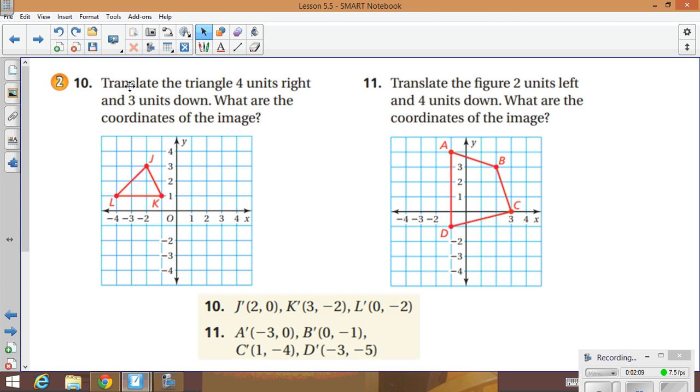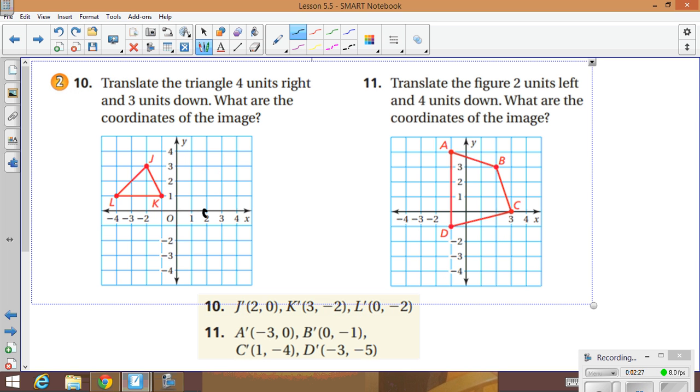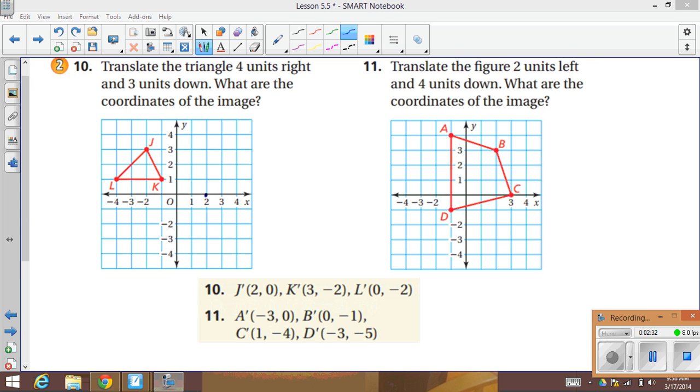All right, 10, translate the triangle 4 units right and 3 units down. So to make this quick, we're going to take every point and go 4 units to the right, 1, 2, 3, 4, 3 units down, 1, 2, 3. Okay, so there is point J prime right here.